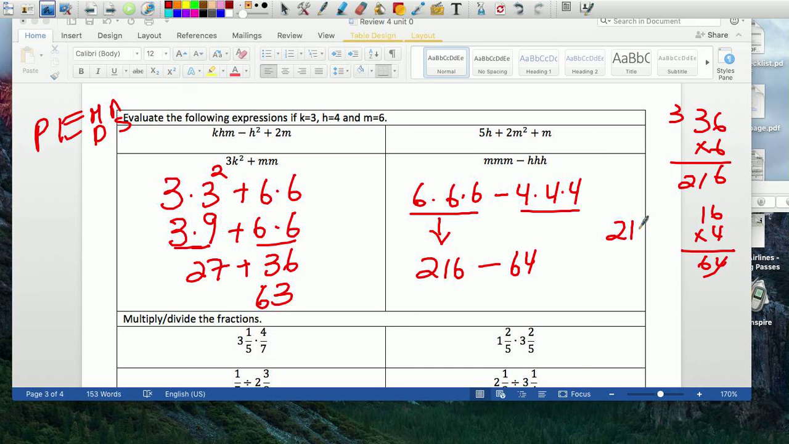Now I can subtract. 6 minus 4 is 2, borrow, 11 minus 6 is 5, and that goes in 1, 5, 2. Okay?